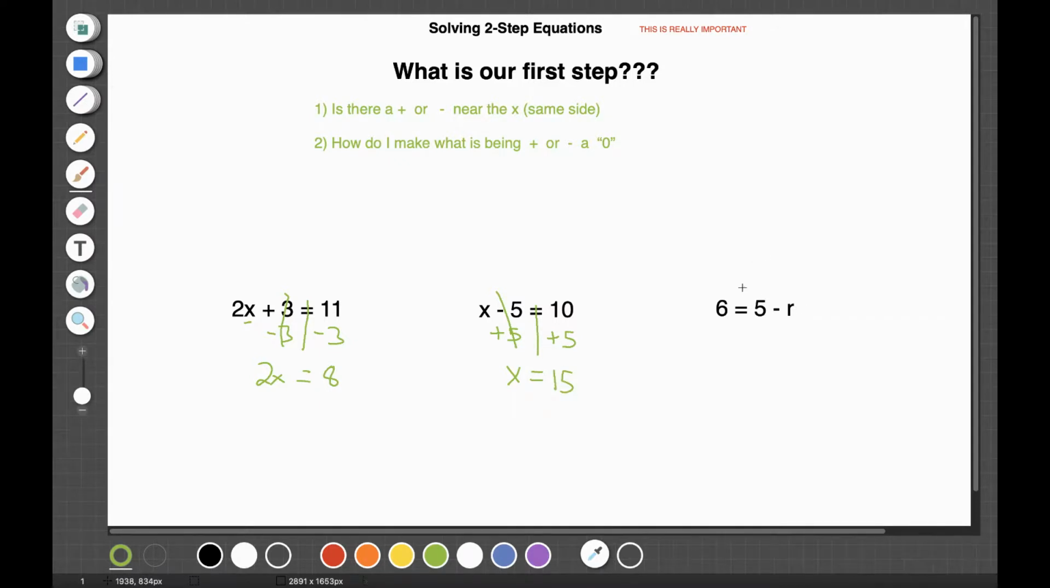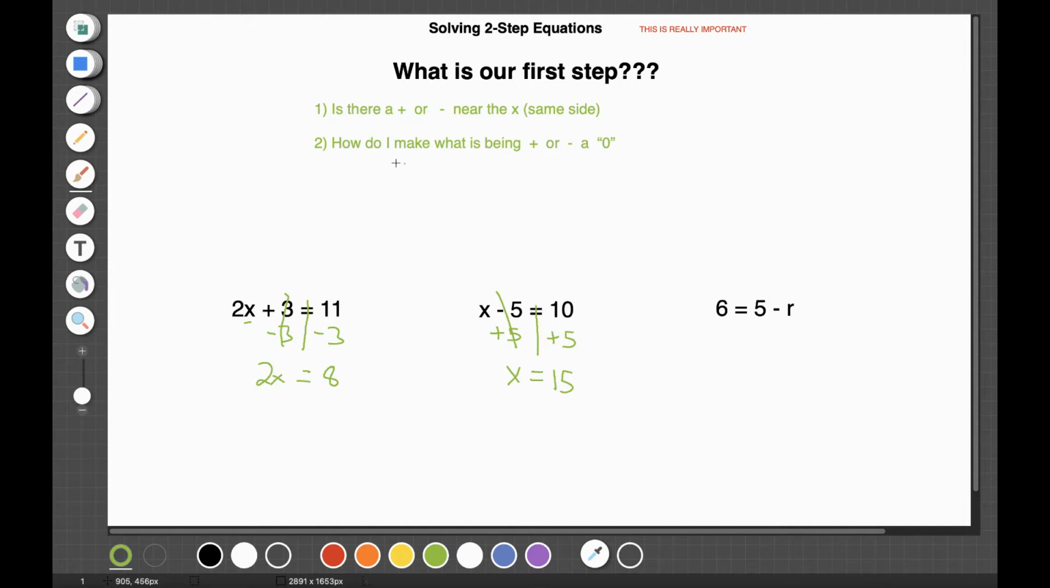Now, this one's a little bit trickier, but let's see. It's the same idea. Is there a plus or minus near the x? Now, first thing you'll notice is that there's no x. So most of the time you see it as an x, but sometimes it's a different letter. In this case, we're talking about r, and that's okay. So it's the same thing, but we're just replacing x with r. Okay, is there a plus or minus? Well, yes, there's a minus r right here. Or it's 5 minus r.